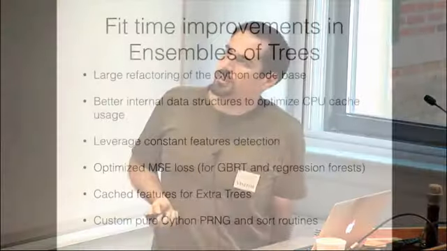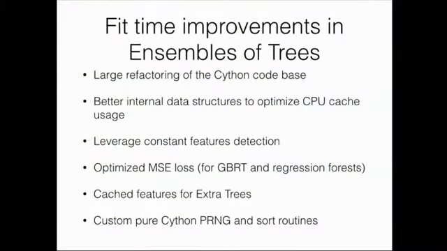All right, I'll switch. Okay, new stuff in the last release. We've improved a lot the computational performance of decision trees and random forests. So we refactored the Cython code base of the trees to reorganize the internal data structures to better use the CPU caches. We did a bunch of specific optimizations to detect, for instance, constant features in the trees. Optimized loss functions, did a bit of internal caching, and we used custom random number generators and sort routines written in C.